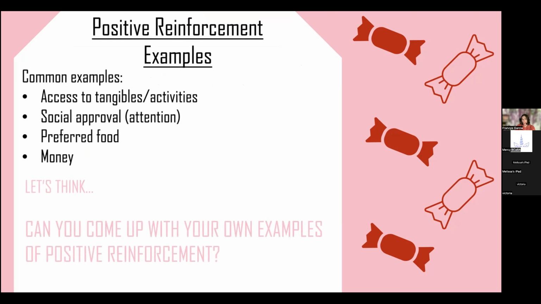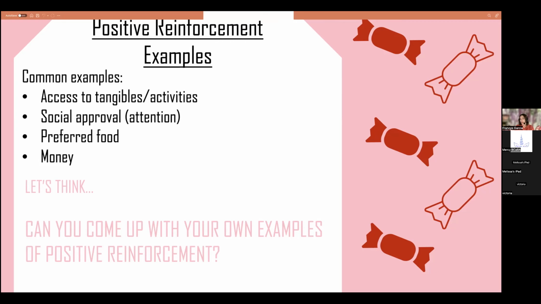So here are some common examples. You could put it in your memory box, things that you could associate with positive reinforcement examples. Common examples could be access to tangibles or activities. So things that you like, being able to get your iPad if that's the preferred thing for the individual, or being able to engage in an activity you like, jumping on the trampoline. Access to tangibles, having access to something.